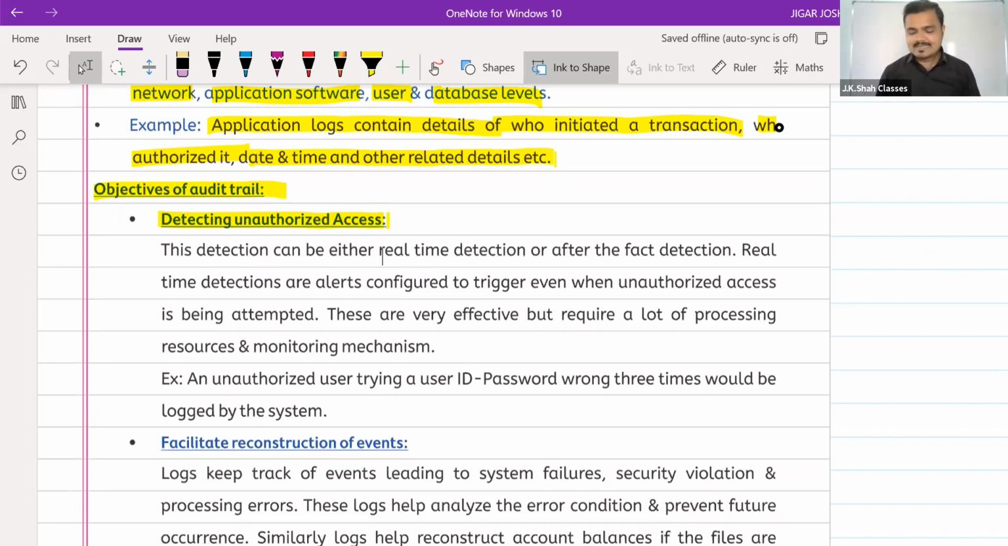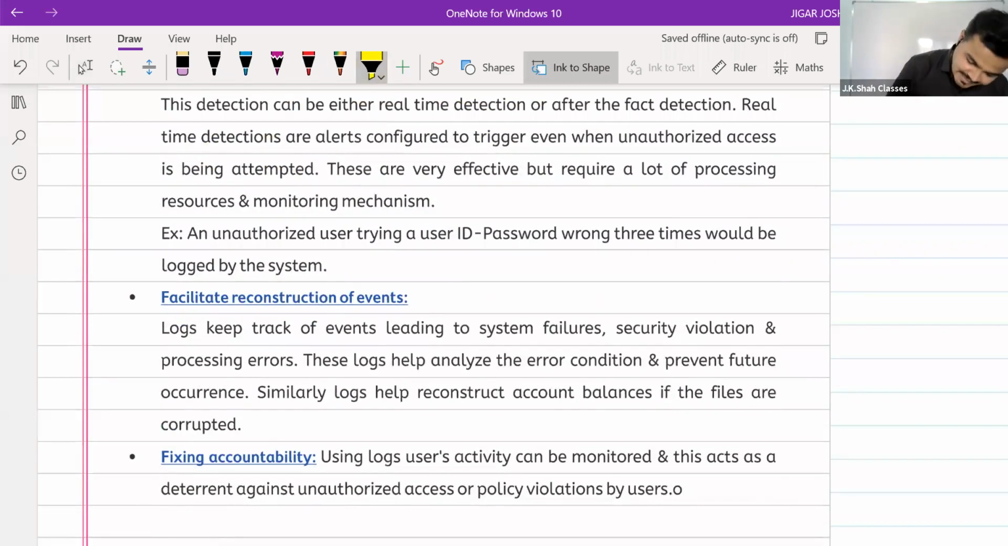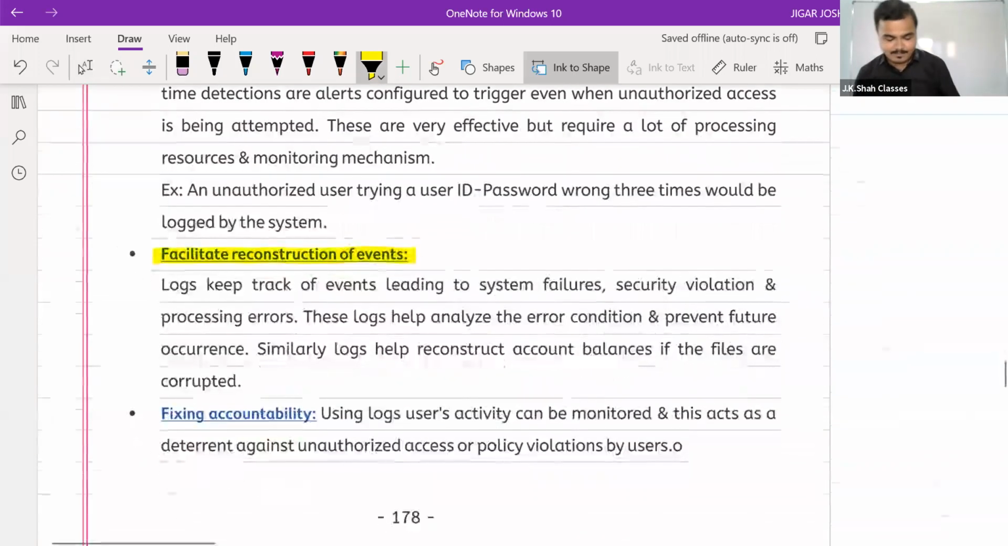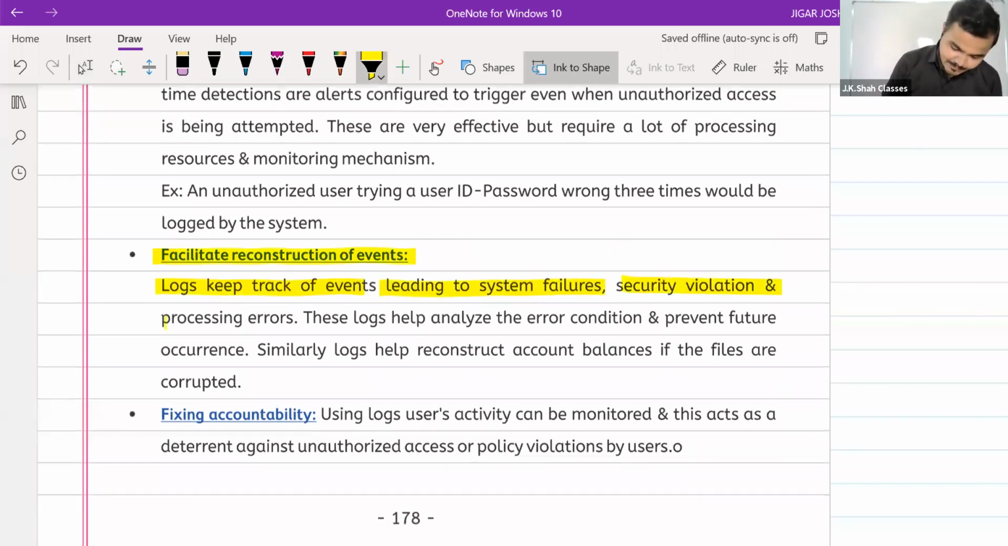Yes, sir. The second objective: to facilitate reconstruction of events. Sir, the marriage example. Yes, one marriage example, but let me read this theory also. Important. Okay, concentrate. The log keeps track of events leading to system failures, security violations and processing errors. So it keeps the records of all events, whether it is a system failure, a security violation, or a processing error.